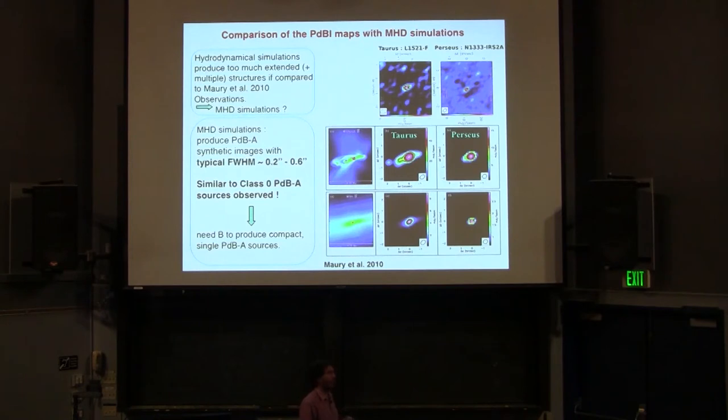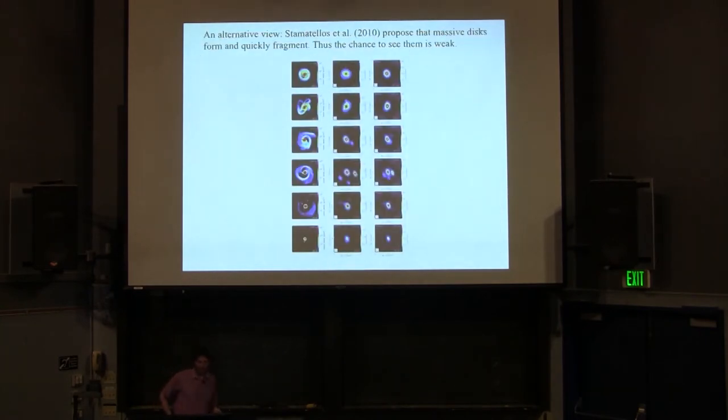But I think what we need now is to sit down with all the observers and theorists, produce a bench of situations and try to compare as closely as possible. Okay. And finally, there is this proposition by Stamatelos et al. That's not the way I see the problem, but I think it's important to have an alternative view in mind. They propose that massive disks can form, but because they quickly fragment, the window in which you could see them is small, so the chance to find them is so low that we can't see them. I just wanted to leave that for the debate.